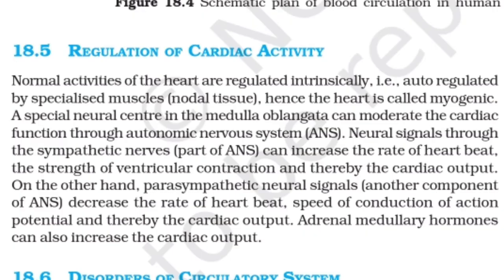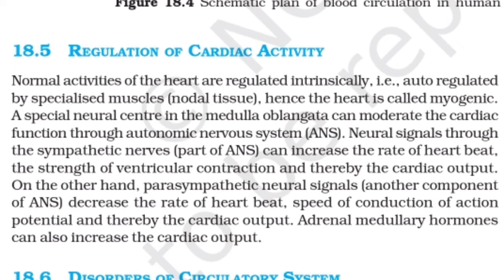18.5 Regulation of cardiac activity. Normal activities of the heart are regulated intrinsically, that is, auto-regulated by specialized muscles (in bracket, nodal tissue). Hence the heart is called myogenic. A special neural center in the medulla oblongata can moderate the cardiac function through the autonomic nervous system, that is ANS.